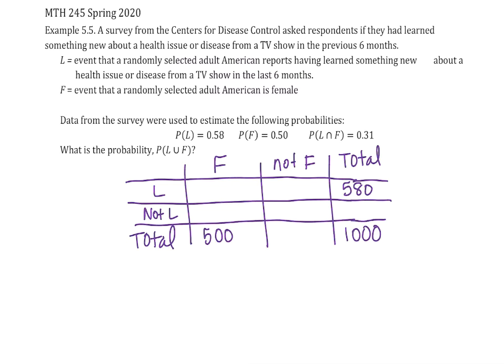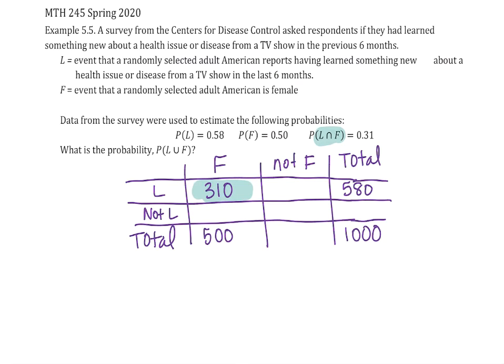Those gave us totals. What else do we know here? We know that the L and F group is going to be 0.31 for the probability, and that's going to be 310 people in our hypothetical 1,000 table. But where does that go on our table? Where do you have both females and people who learned something on TV? And that is right here in this first box. So whatever information you're given, you'll be able to figure out where it goes in the box. And now you're just going to be working backwards using subtraction to figure out what the missing values are.